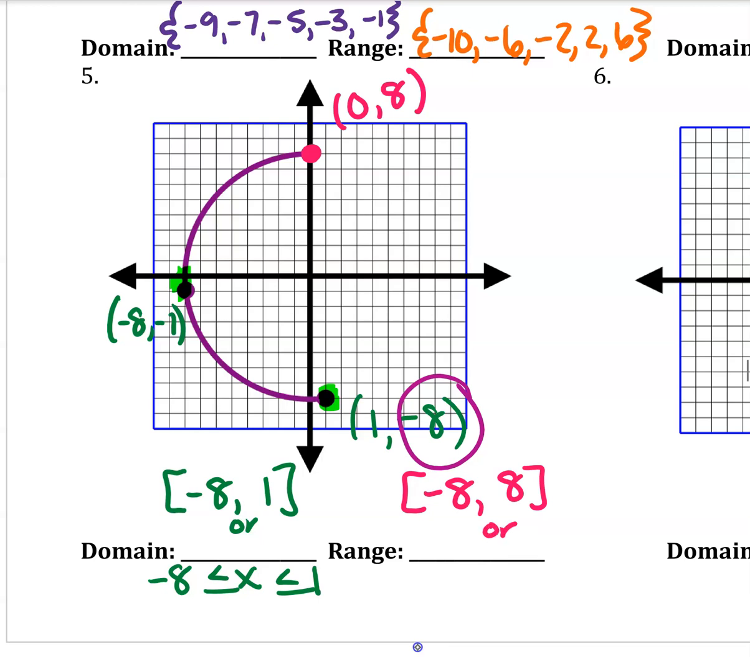Or if I'm using that inequality, then I'm going y in the middle, smallest on the left, biggest on the right, put in the less than or equal to's. So this is saying the y's are in between -8 and +8.